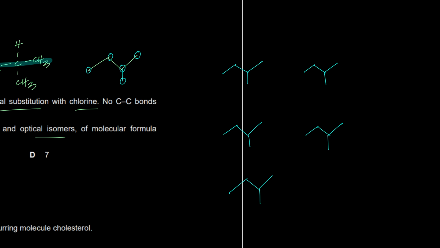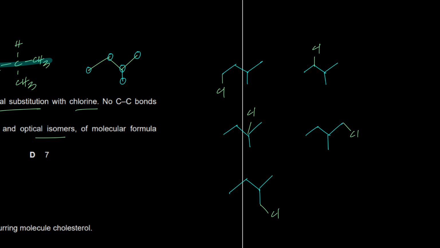So let's put the first chlorine here on the first one. This is the first possibility. It doesn't matter how you put the Cl. The second is to place the chlorine here. The third is to place the chlorine on the middle carbon right here. The fourth is to place the chlorine on this carbon right here. And the fifth possibility is to place the chlorine here.